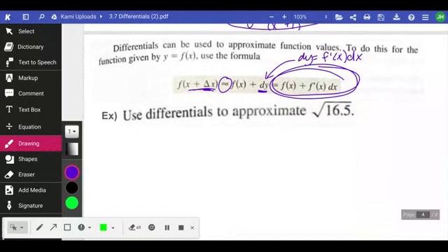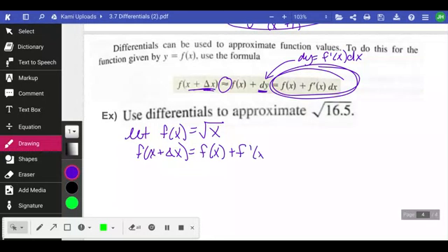So what we're going to do is, since we are approximating root 16.5, I'm going to let my function f of x equal root x. If you were doing a cube root, you would let your function equal cube root of x. If you were doing a fourth root, you'd let it equal fourth root of x. Then I'm going to say f of x plus delta x is equal to exactly what they tell us. I know we already have it up there, but I want to rewrite it because I want to substitute into it.